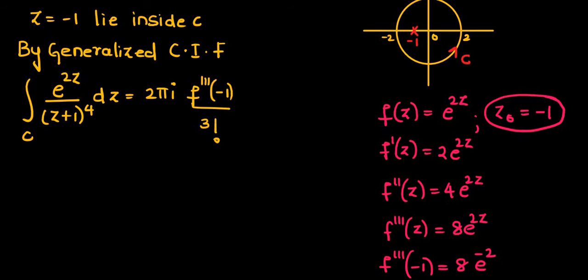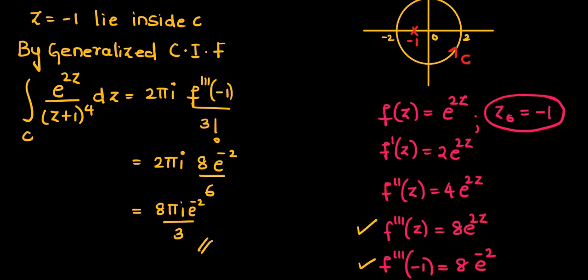Make sure you first find the derivative and then substitute the point, because when you substitute the point and then find the derivative, you will get the answer as 0. So don't make that mistake. First find the derivative and then substitute the point. So our answer is 2 pi I into 8 e raised to minus 2 divided by 3 factorial, which is 6. So which is nothing but 8 pi I e raised to minus 2 divided by 3. Now this is our answer.